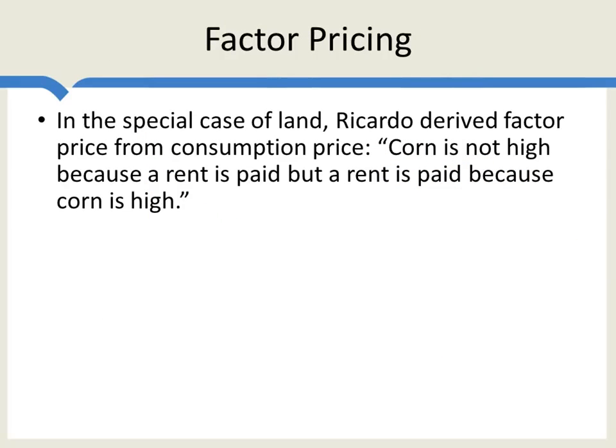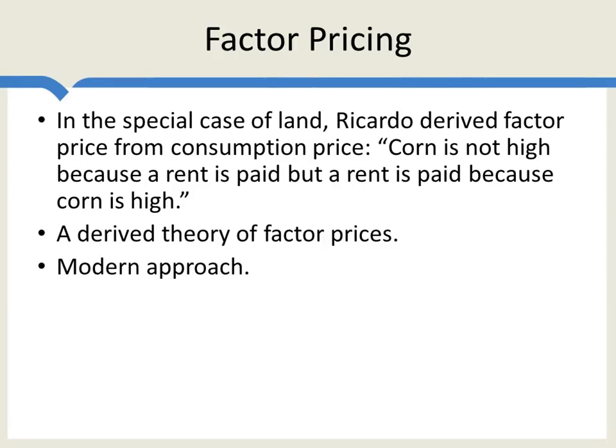I want to make one more comment on the Ricardian theory because modern economics generalizes this point. So in the special case of land, Ricardo derived the factor price, the price of the land, from what the land produced, the consumption. He said, corn is not high, meaning the price of corn isn't high, because a rent is paid. Rather, a rent is paid because the price of corn is high. In other words, Ricardo derived the factor prices, the so-called costs, from what those factors produced, not the other way around. The modern approach generalizes this.